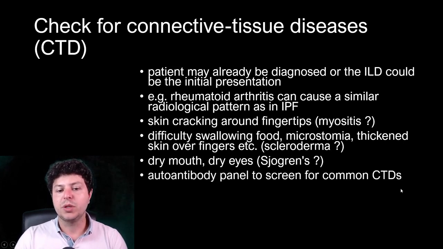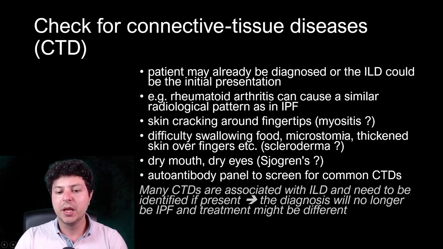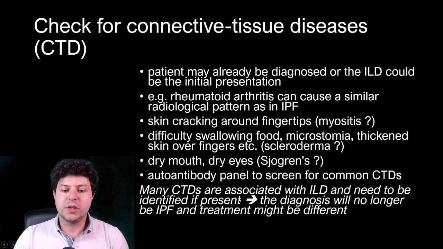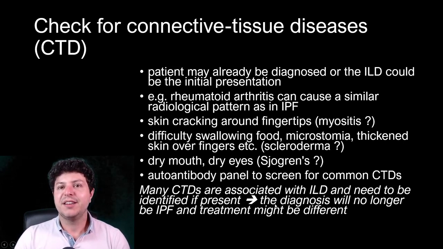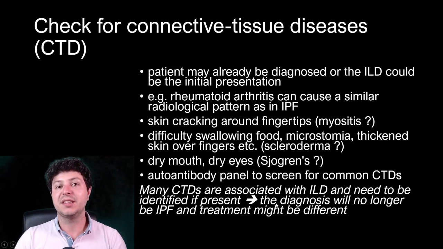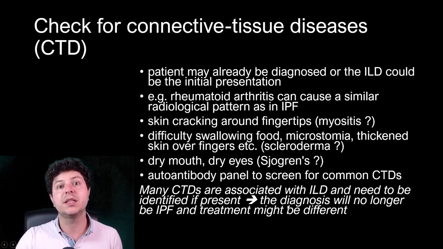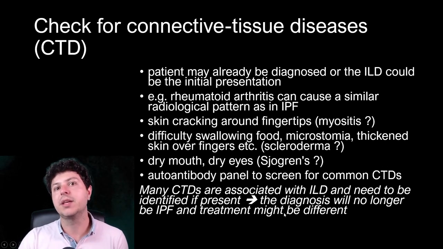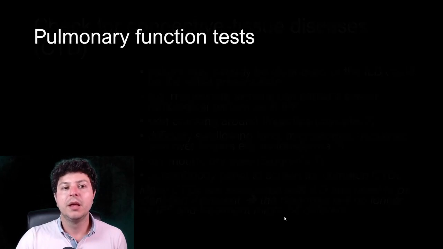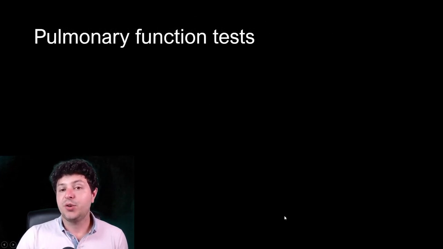So generally what we do is an antibody panel to screen for these connective tissue diseases, which have known antibodies. And then obviously, if we find a connective tissue disease, the diagnosis is no longer IPF. This is something that took me a while to understand as well, but basically it's something else because you treat it differently. Pulmonary function tests, very important.